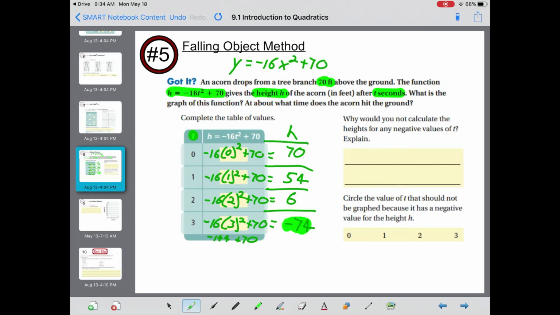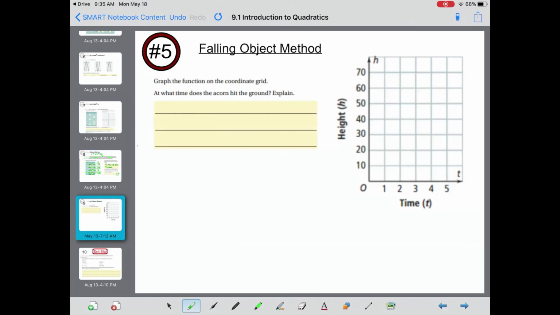Now, I don't know about you, but whenever I've seen an acorn, they don't explode through the ground and go to the core of the earth. They lay on the ground at the top because it's just not strong enough to break through the ground. Why would you not calculate the heights for any negative values of t? Well, that's because it would have been below the ground. Circle the value of t that should not be graphed, so we're going to take off this 3 and negative 74 point. We don't have to graph that one.